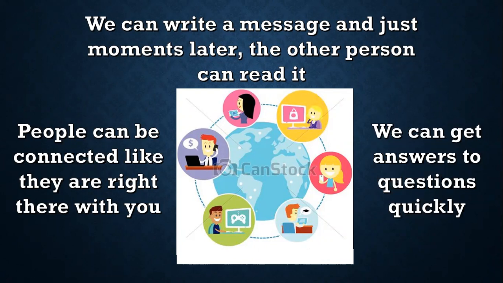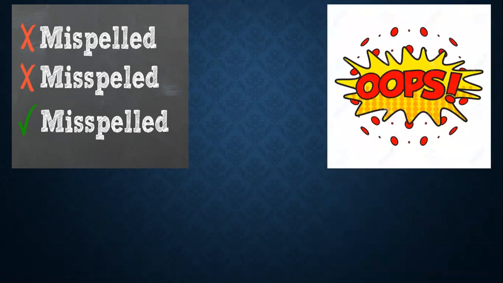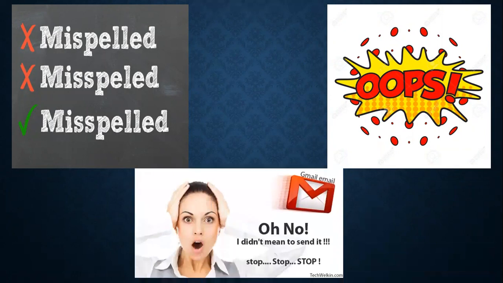So, instant communication is helpful, but pay attention. It can also cause problems. Do you know how? You might misspell something. Yes, you might misspell something, write something wrong, or you might send it to the wrong person. Oops, wow, what a mistake. Or once you send something, you cannot get it back.